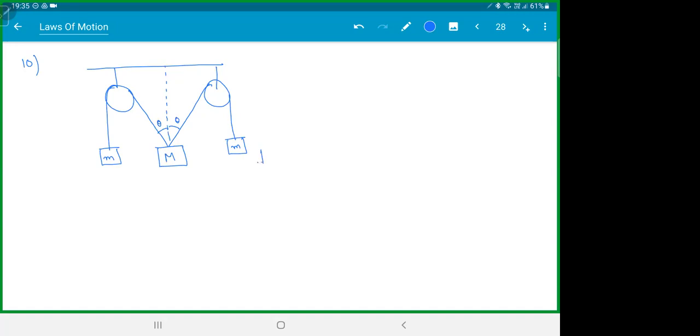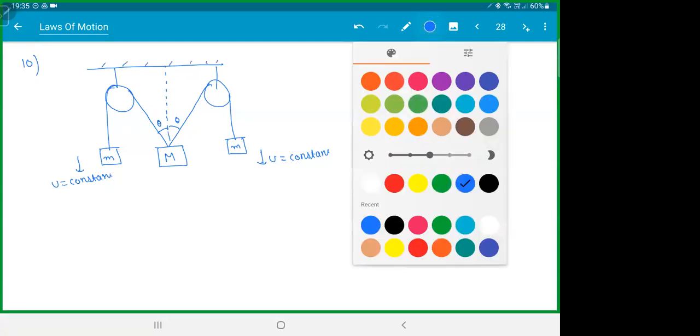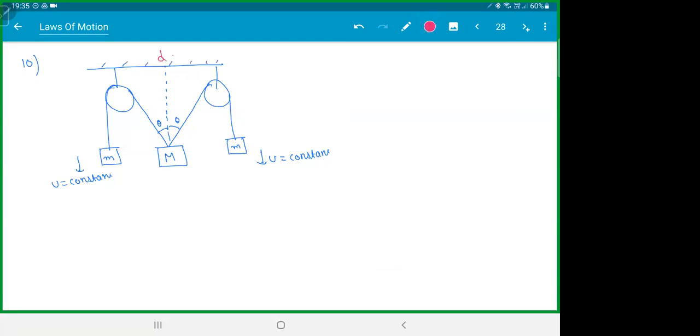And both these blocks are going with U, constant, and this guy is also going down with U, constant. And the distance between this thing is D. Meaning, this distance is D. Find the acceleration of the block at this instant.